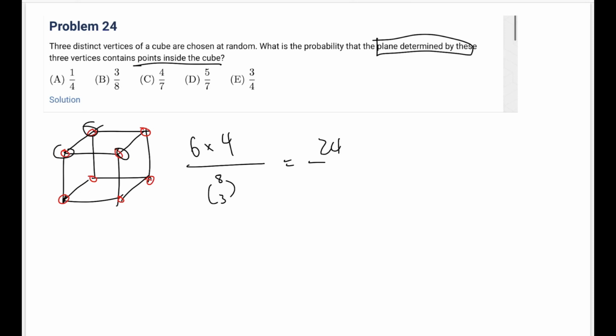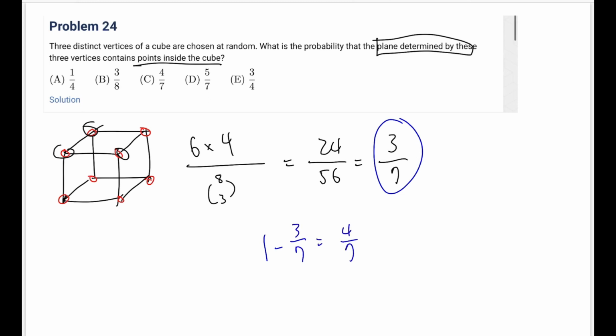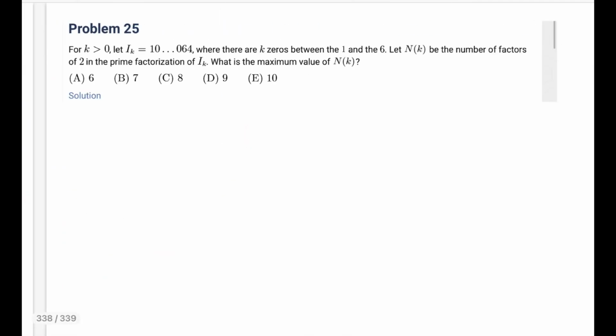This is 24 over 8 choose 3. This is 8 times 7 times 6 over 6, so this would be just 8 times 7, 56. This is 3 over 7. And then what we want is the points inside the cube, right? So this is the whole thing. So the total probability is 1 minus not inside the cube, which is 3 over 7. So 1 minus 3 over 7 equals 4 over 7. So the answer is 4 over 7, and it's C.